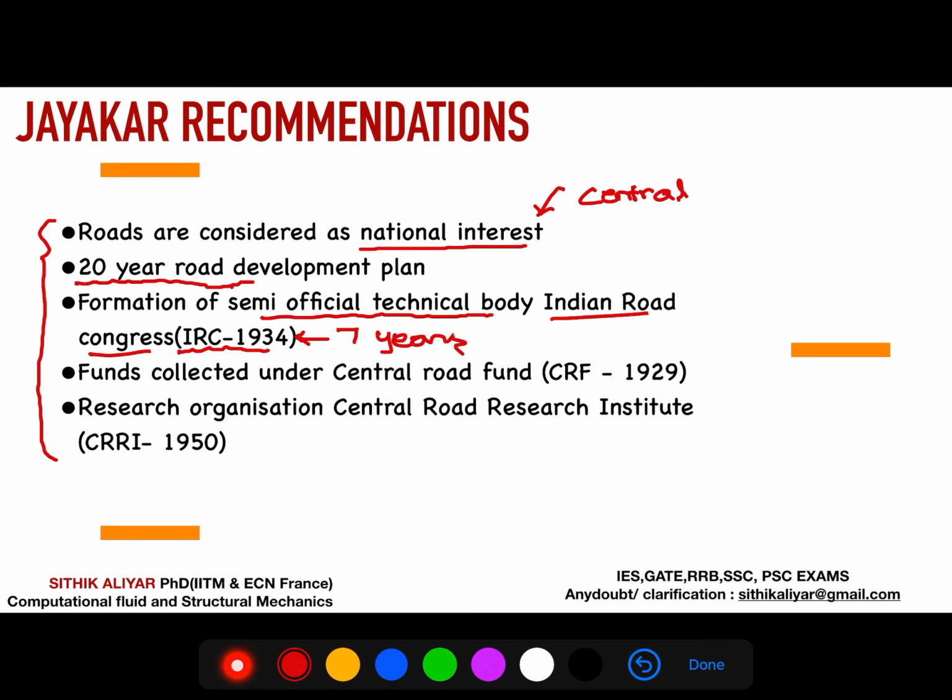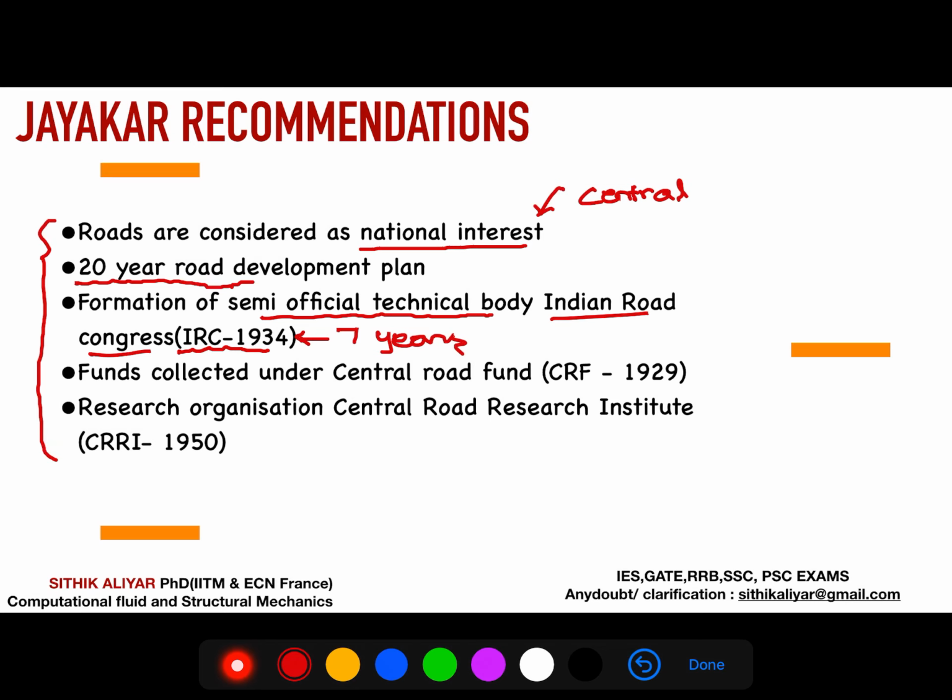Even now, after almost 100 years, everything across the road comes under this IRC. Even in the syllabus, if you see the GATE syllabus, you can see that the term IRC codebook is really used. This was recommended by JAYAKAR in 1927.